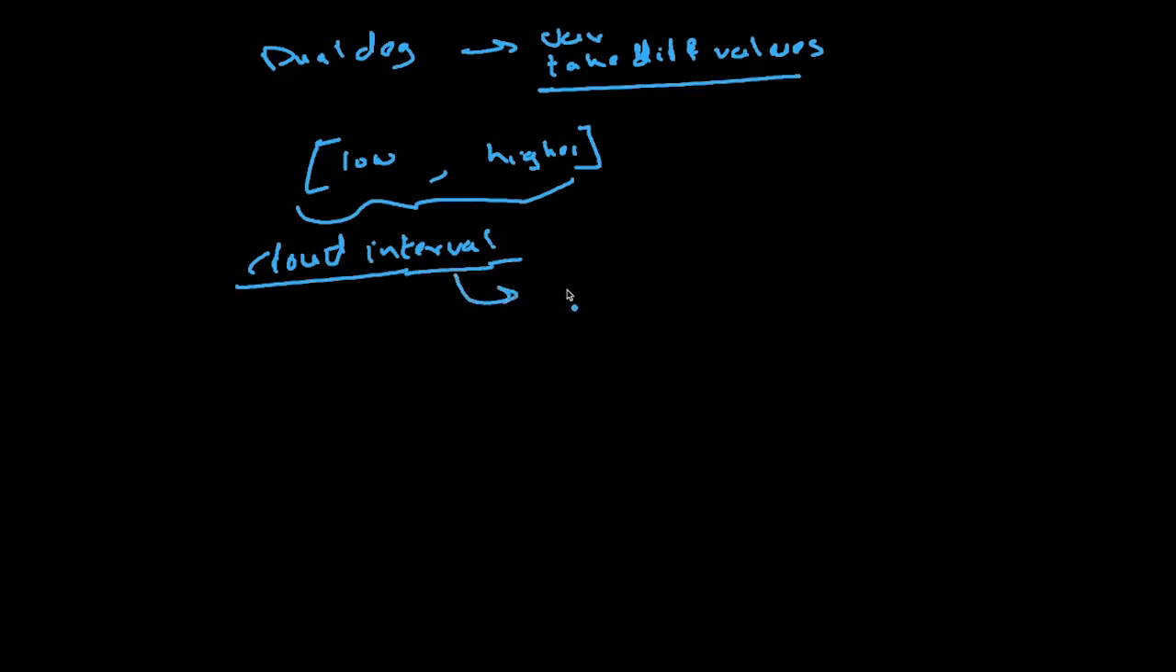We can ask multiple questions about this cloud interval. What about this cloud interval being empty? For how many of these variables is the cloud interval empty? If it is empty, that means that particular variable is taking the same low and high values in all different solutions. So it is basically fixed, and we don't really need to worry about that particular variable. So that's one thing we can analyze.